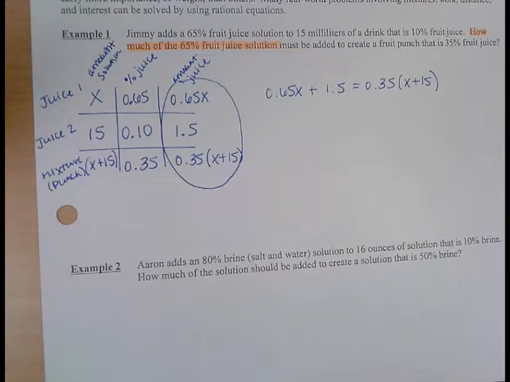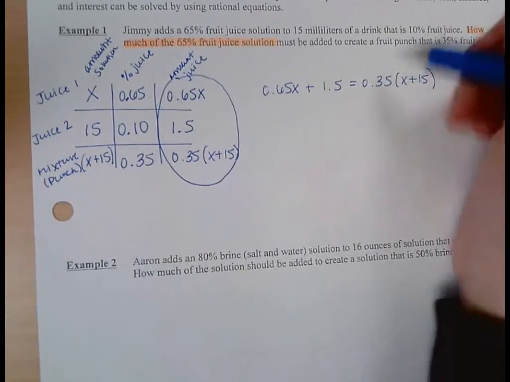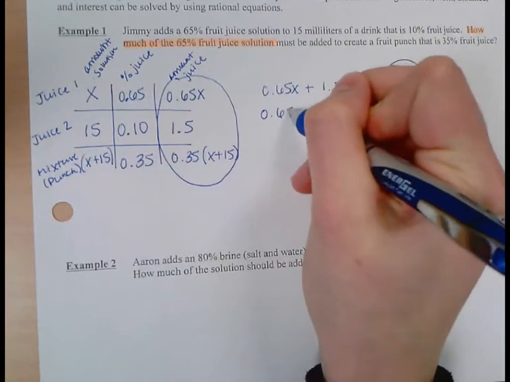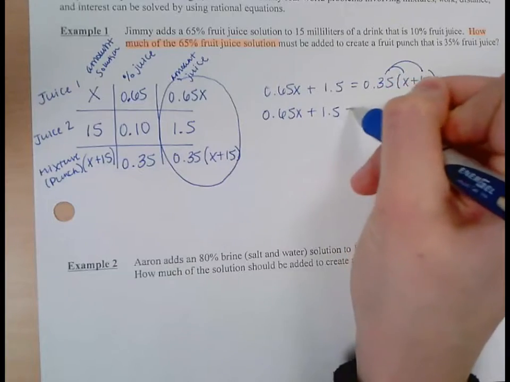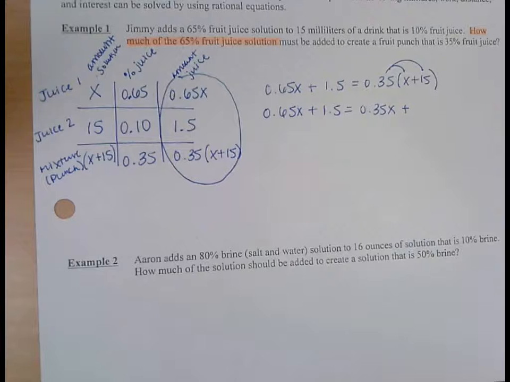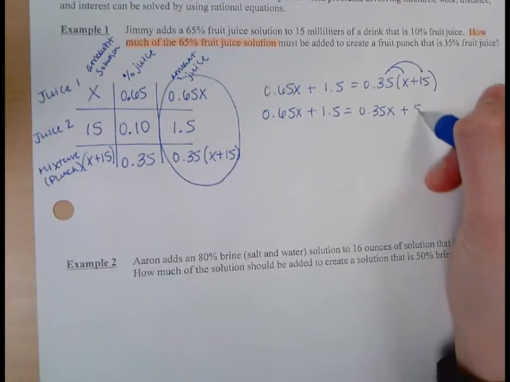And like I said, I'm setting this up not as a rational equation. I find this is an easier way to set it up. I would just solve this for x, and that would actually give me my answer of how much 65% fruit juice solution we should have. So I'm going to distribute on the right side. So I still have 0.65x plus 1.5 equals 0.35x plus 0.35 times 15, 5.25.